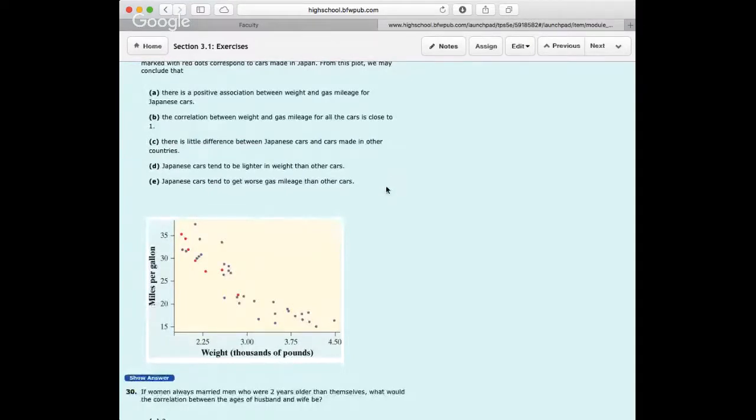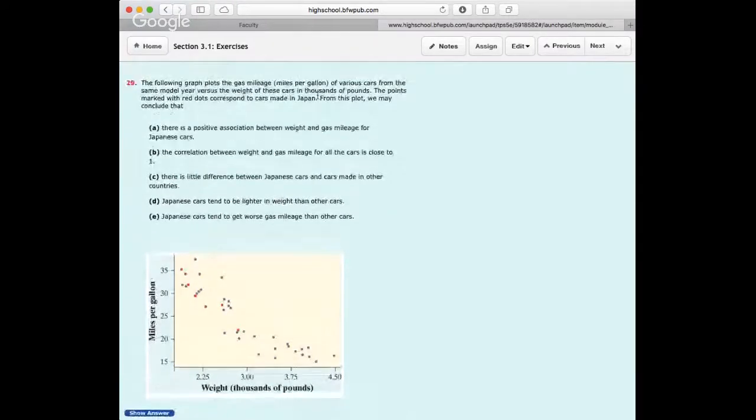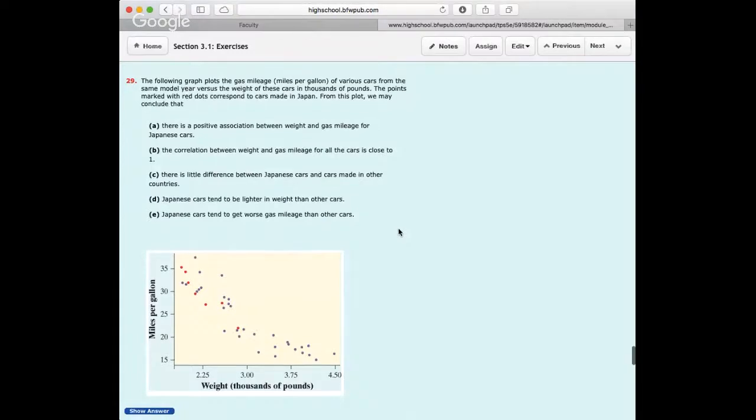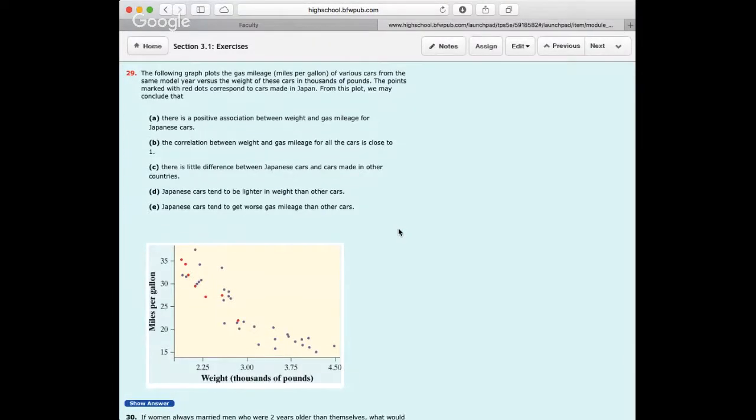Well, we didn't even talk about cars made in other countries. We're just talking about cars made in Japan. So that has nothing to do with this, because the weight and the miles per gallon are the things being associated. C has no relevance to the problem, and sometimes they'll do that to try to trick you. D, Japanese cars tend to be lighter in weight than other cars.